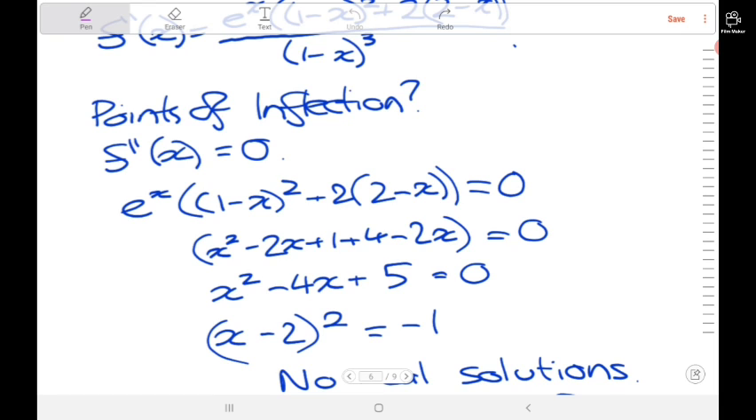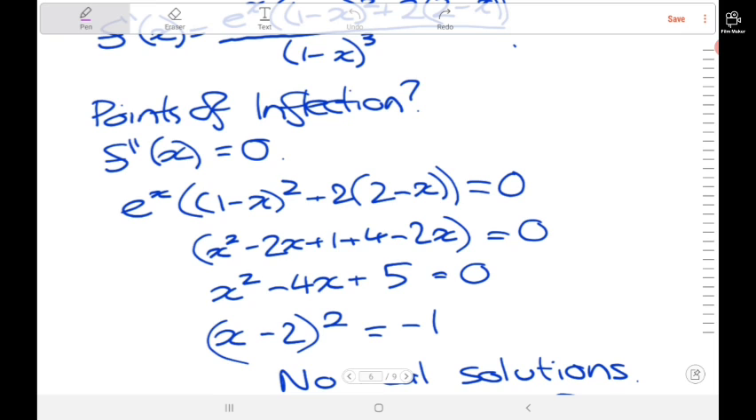Now, e to the power of x is never equal to 0. So that means in order for this product to equal 0, the second factor must be 0. And if we expand it and complete the square, we find that x minus 2 squared has to equal negative 1 at a point of inflection.